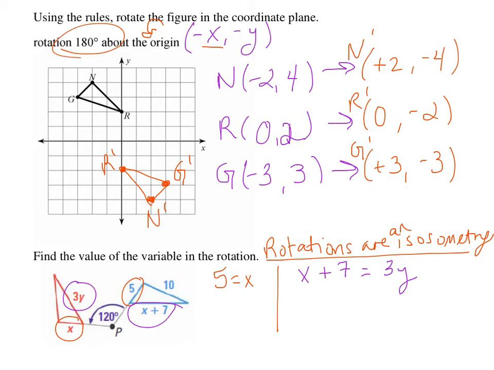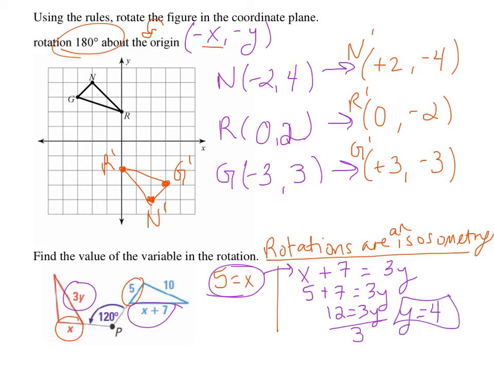Well, with this purple equation, I can't solve anything, but I can use it by plugging in. So I'd have 5 plus 7 equals my 3y. So 12 equals 3y, and if I divide that by 3, my y would equal 4. So y is equal to 4, and my x is equal to 5.